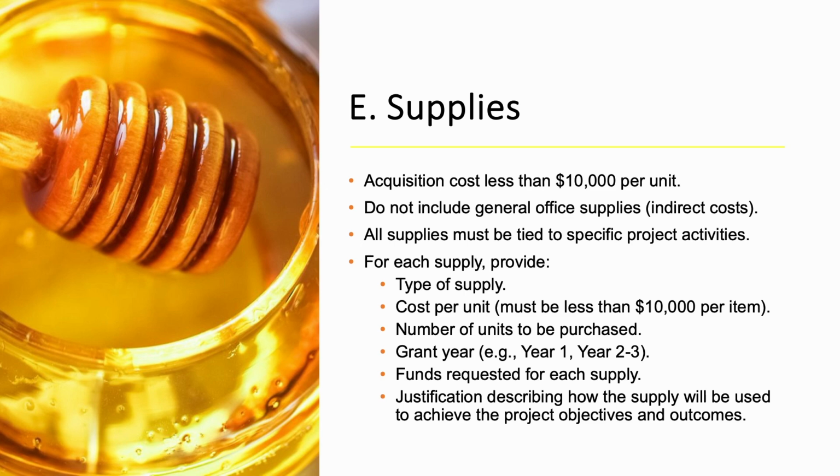In the table provided, enter the type of supply to be purchased, the cost per unit, the number of units, the grant year in which the supply will be purchased, and the total funds requested for the supply. Below the table, provide a justification for each supply describing how the supply will be used to achieve the project objectives and outcomes. Objective numbers should be provided from the project objectives and work plan template.